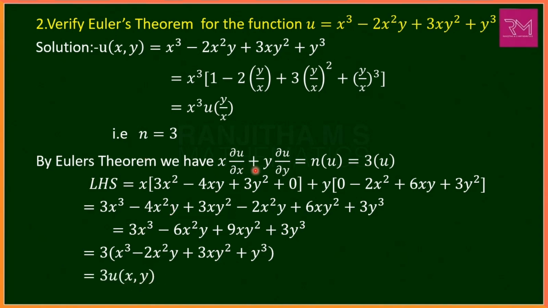Hence we verified Euler's theorem, that is x into del u by del x plus y into del u by del y. This is the LHS of the equation, which is equal to the RHS, 3u of x comma y. Hence this verifies Euler's theorem. This completes the problem. We shall move on to another problem.